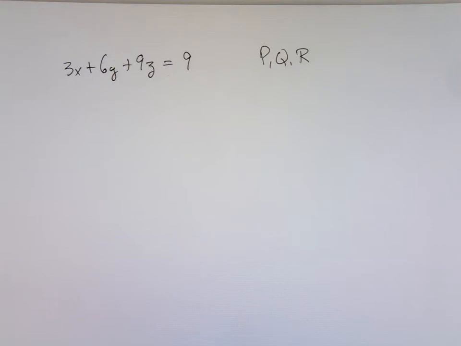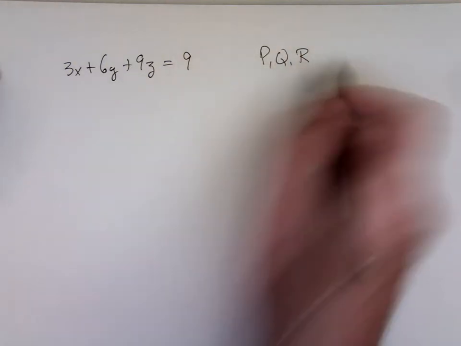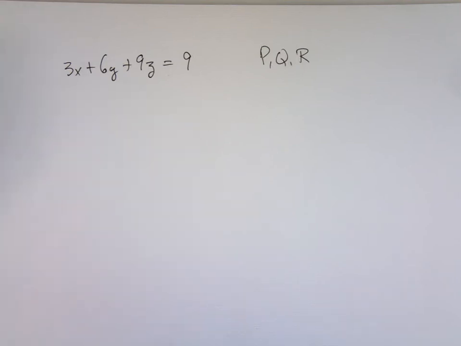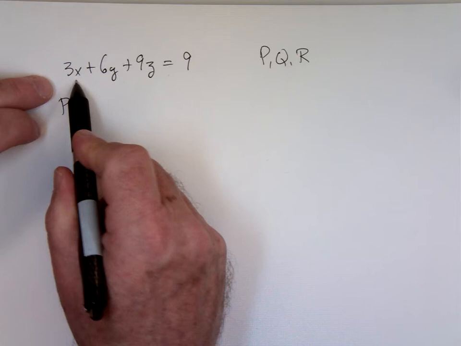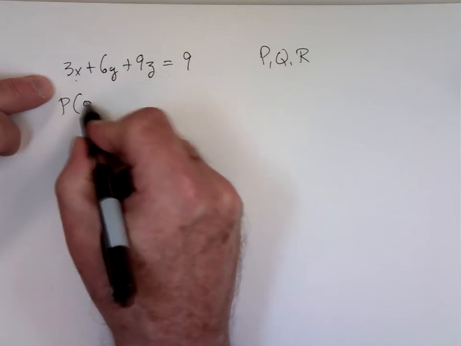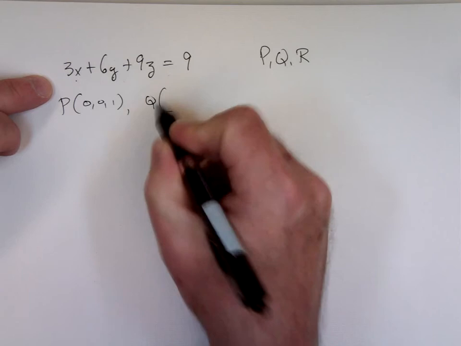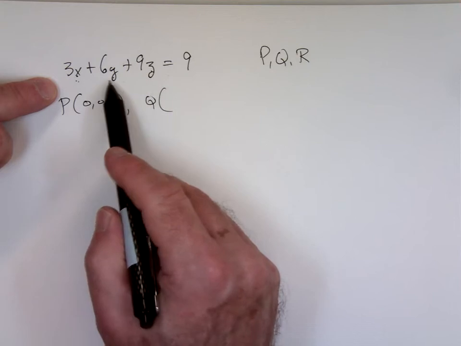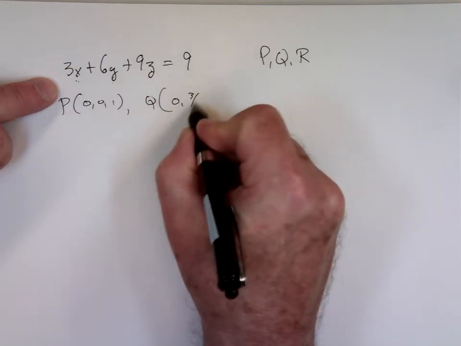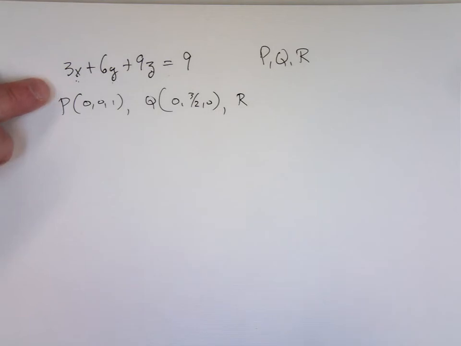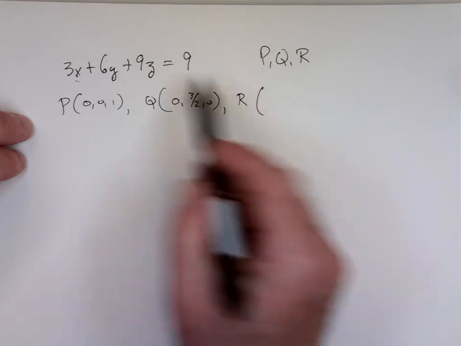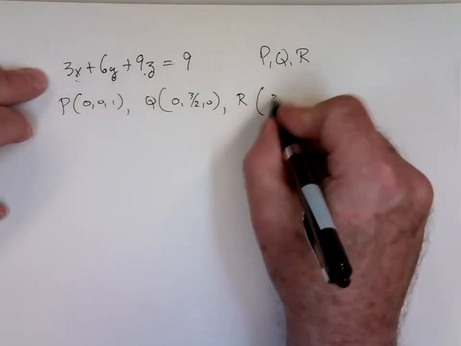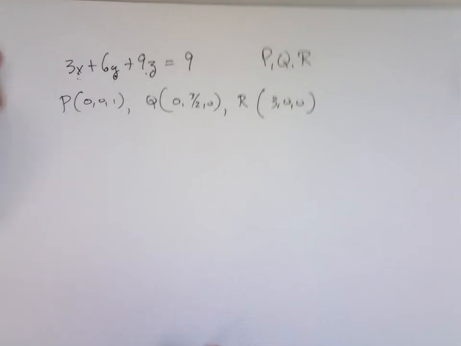Let me just tell you what you have to do here. You have to find 3 points. It doesn't matter the points that you use. Let's take P to be 0, 0, and then 1. And let's take Q to be 0 for X, 0 for Z, and solve for Y. Y would be 3/2. These are the 3 intercepts, okay? This is where the plane intersects the axes. And let's take R to be Y and Z to be 0, X would be 3. Those are 3 points. It doesn't matter the 3 points you use.